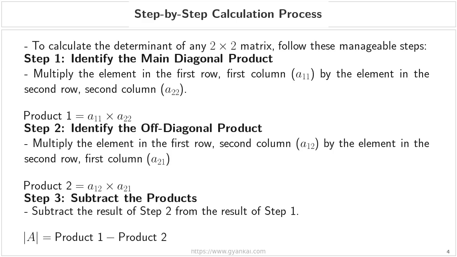Finally, in step 3, we perform the subtraction. To find the determinant of matrix A, which we denote as the absolute value of A, you simply take product 1 and subtract product 2 from it. By following these steps systematically, you'll be able to handle any 2x2 matrix, even when we encounter more complex numbers or negative values, which we will explore in our next few examples.